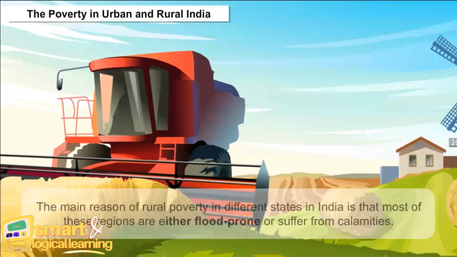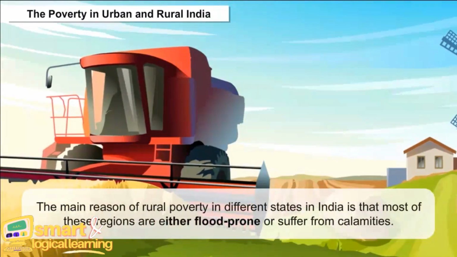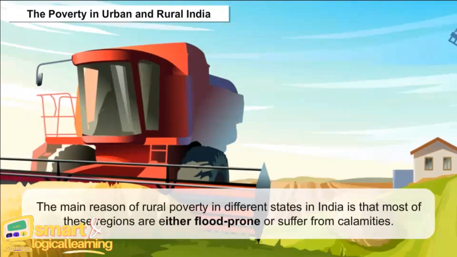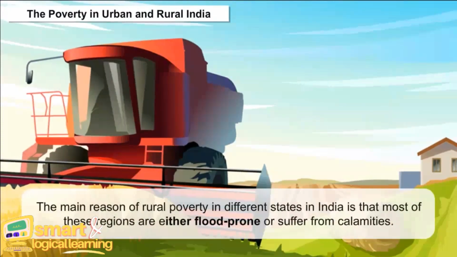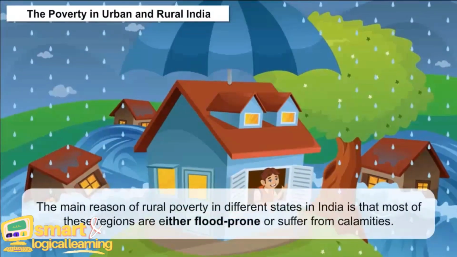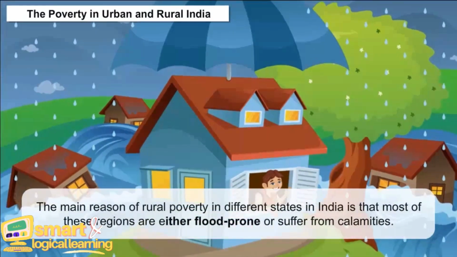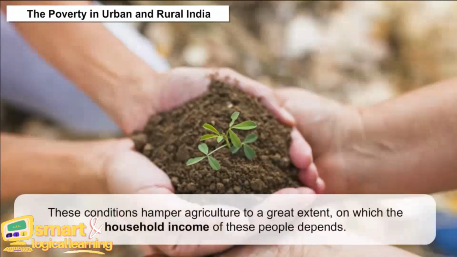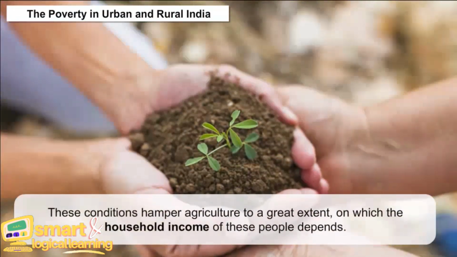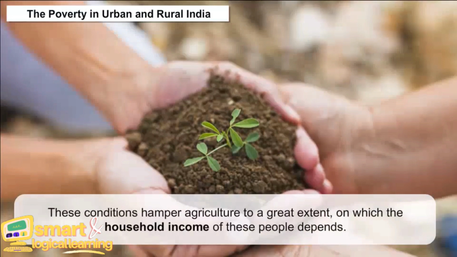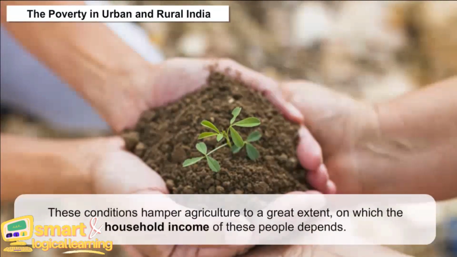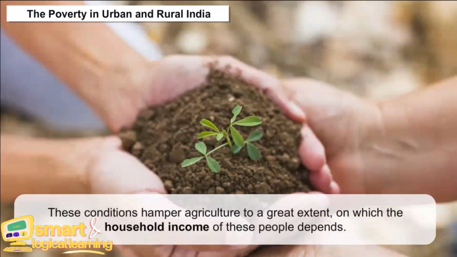The main reason for rural poverty in different states in India is that most of these regions are either flood-prone or suffer from calamities. These conditions hamper agriculture to a great extent, on which the household income of these people depends.